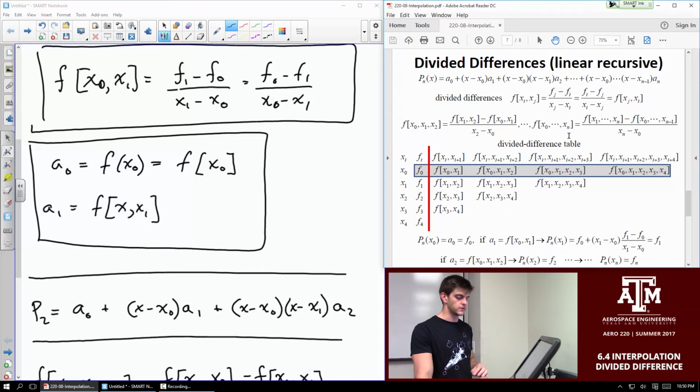And with that, we conclude the interpolation chapter. The next chapter is on linear least squares, a very exciting chapter.